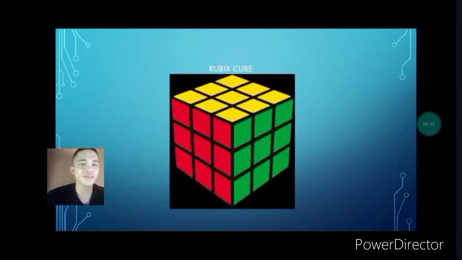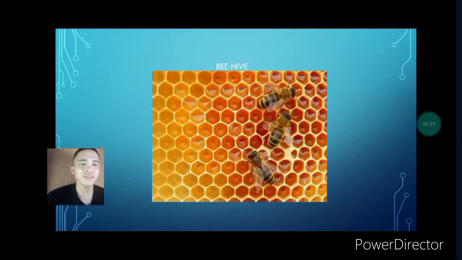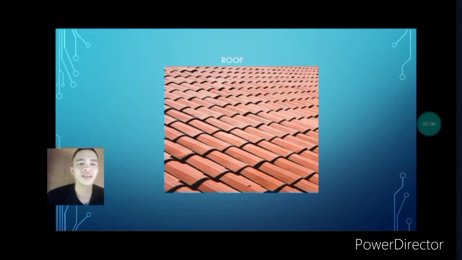For the first picture, the Rubik's Cube. It is an example of square shapes tessellating. The second one is the hollow block. The third is a beehive, where the hexagon shape tessellates. For the last, the roof, the translation rule of tessellation.